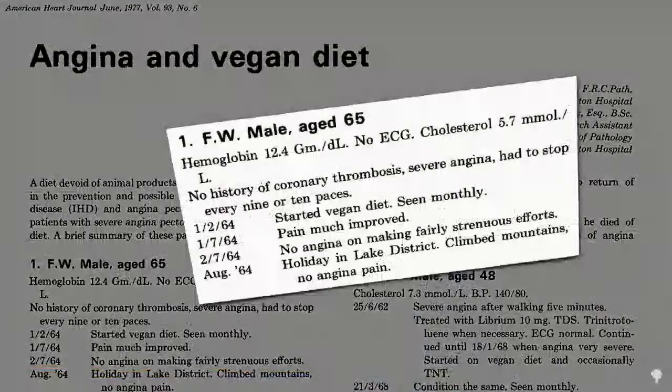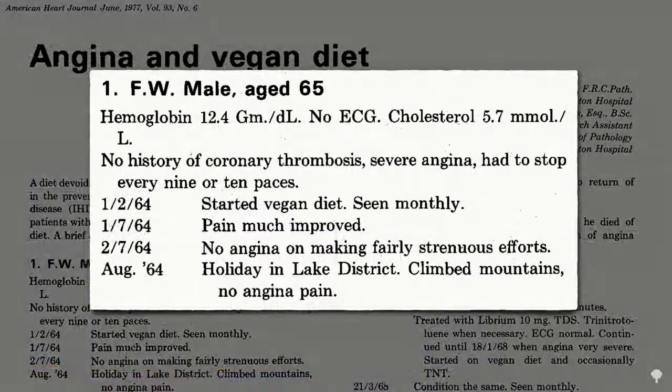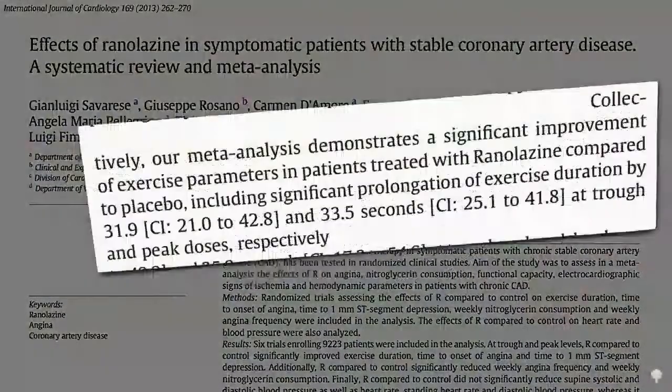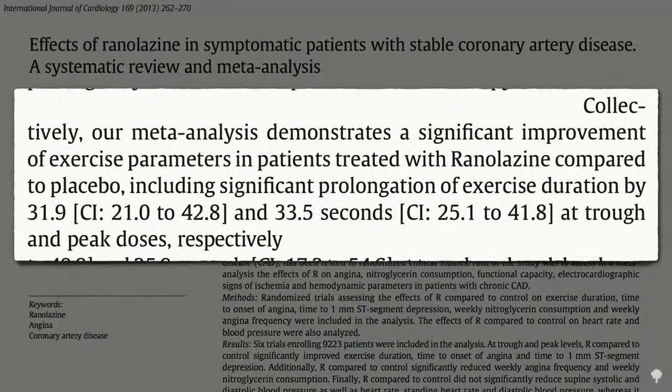American Heart Journal, 1977, cases like Mr. F.W. here, heart disease so bad couldn't even make it to the mailbox, but started eating healthier, and a few months later he was climbing mountains, no pain. Now, there are these fancy new anti-angina, anti-chest pain drugs out now that cost thousands of dollars a year, but at the highest dose may be able to prolong exercise duration as long as 33.5 seconds. It does not look like those choosing the drug route will be climbing mountains anytime soon. Right? See, plant-based diets aren't just safer and cheaper, they can work better because you're treating the actual cause of the disease.